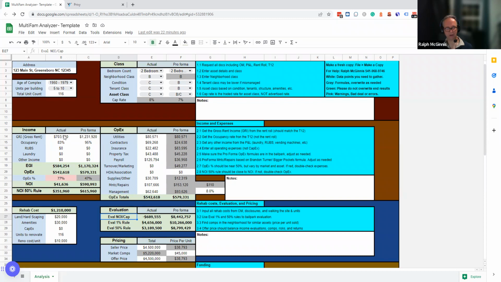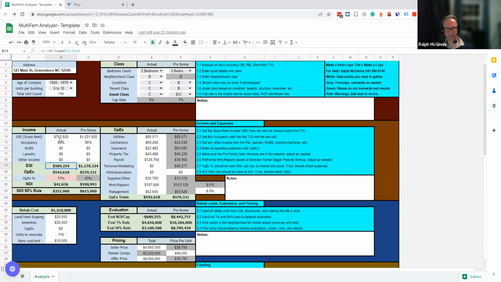You take your gross rental income times your occupancy percent, 83% in this case, and then you add in your other potential income for that property. It might be laundry income, it might be a vending machine, it could be RUBS, which is basically a utility payback system. You take all those incomes and add them back in, and you end up with an EGI. EGI is effective gross income.